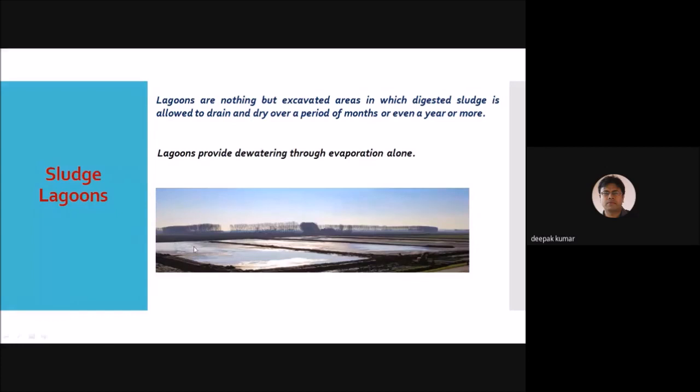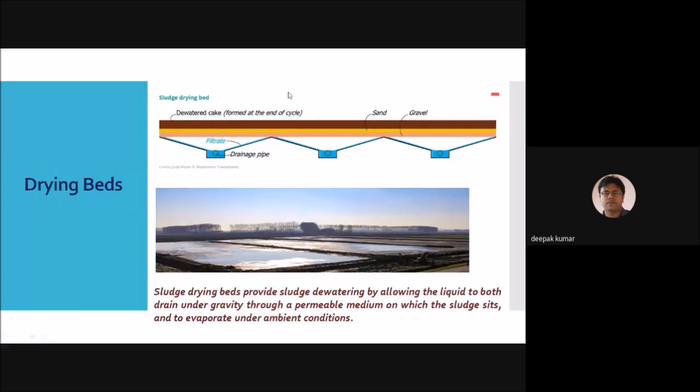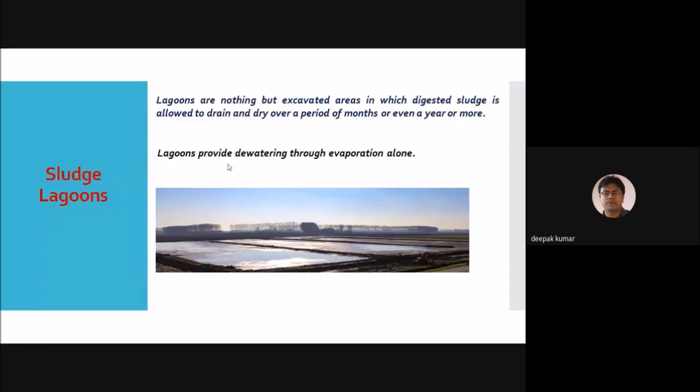So you can see the sludge is sprayed, and it will only get separated or thickened by the process of evaporation. In a drying bed, both evaporation and infiltration act, but in sludge lagoons, only evaporation will dominate, isn't it? So lagoons are nothing but excavated areas in which digested sludge is allowed to drain and dry over a period of months or even a year or more.